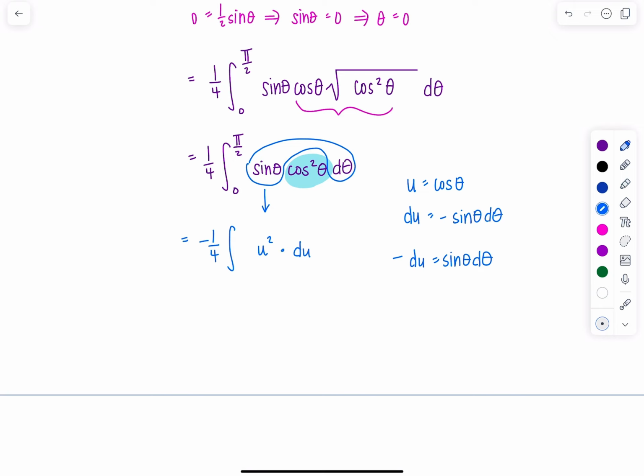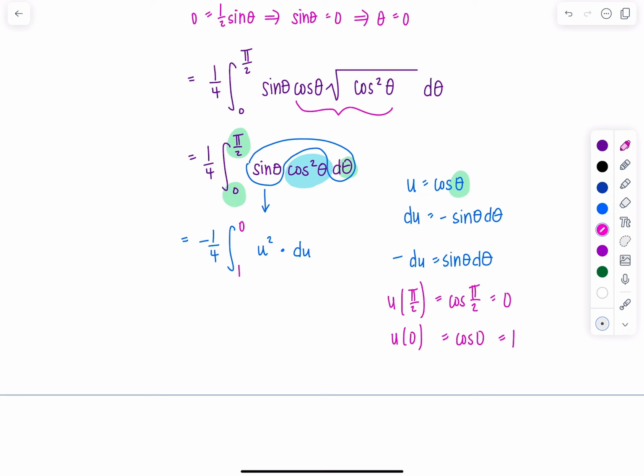Now, what about these limits of integration? I got to switch them to u. Currently, they are limits for what variable? They belong to theta. So I'm going to plug them in for theta. You see, this is different than what we did just a second ago. So u of pi over 2 is cosine of pi over 2, which is 0. And then u of 0 is cosine of 0, which is 1.